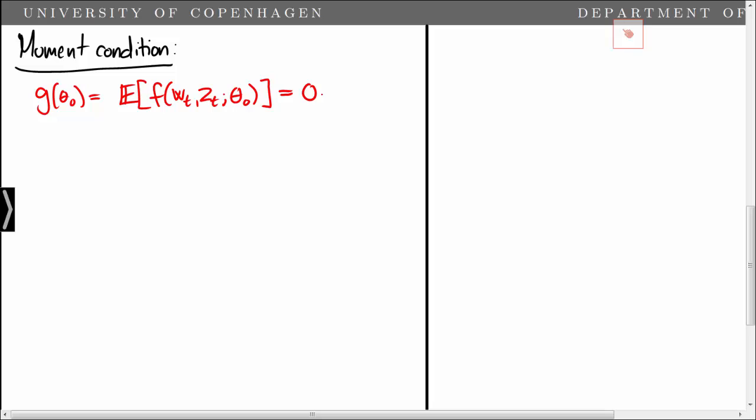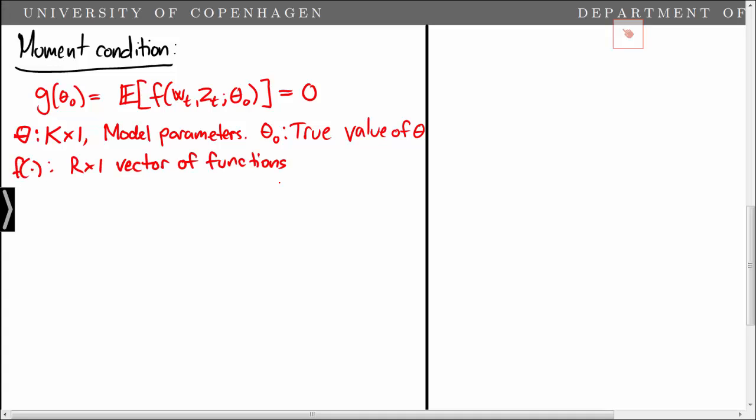Here the function g is the expectation of a function f. Here we have that theta is a k-dimensional vector of model parameters. Theta 0 denotes the true parameters. f is an r-dimensional vector of functions. Wt denotes the model variables, and Zt denotes the instruments.